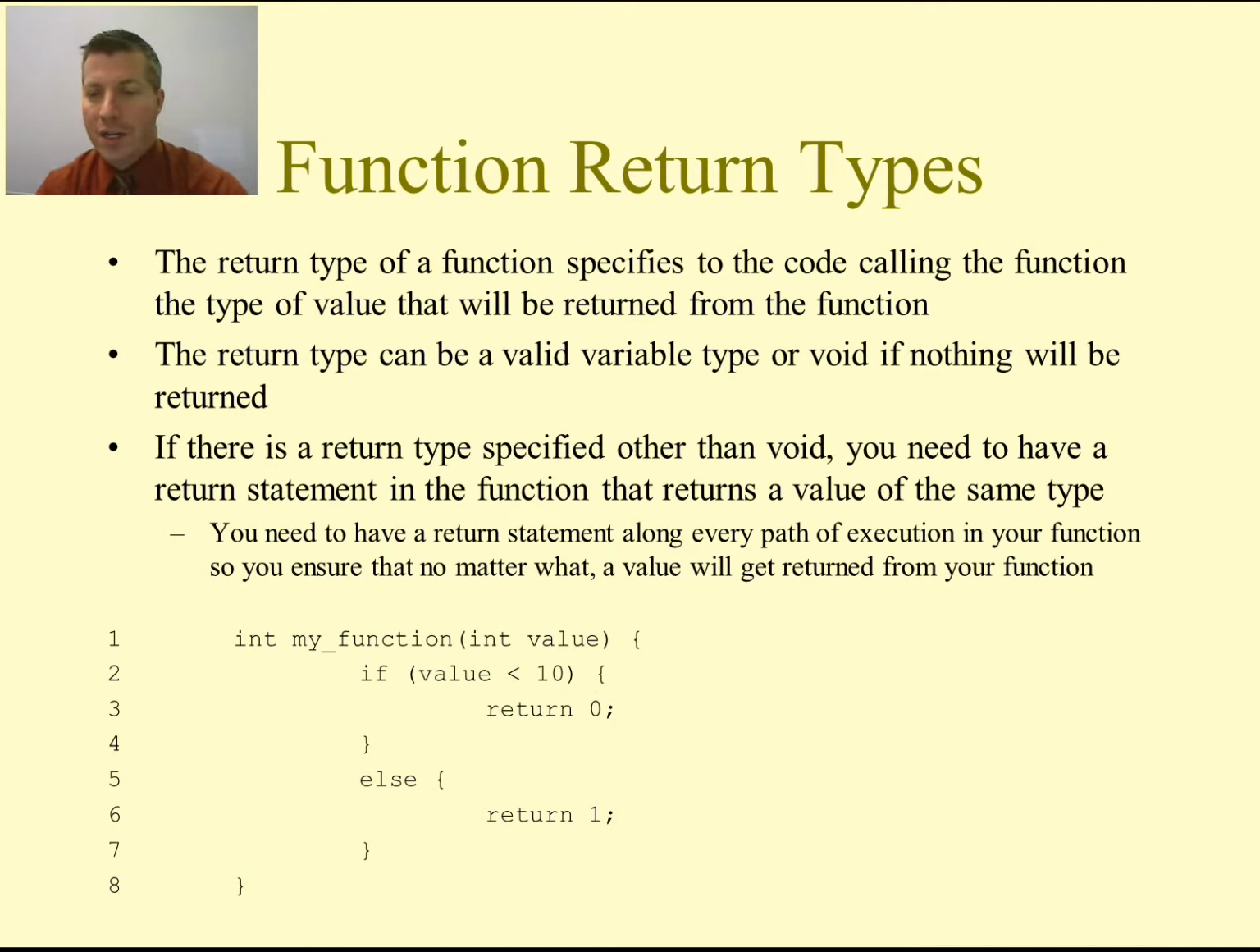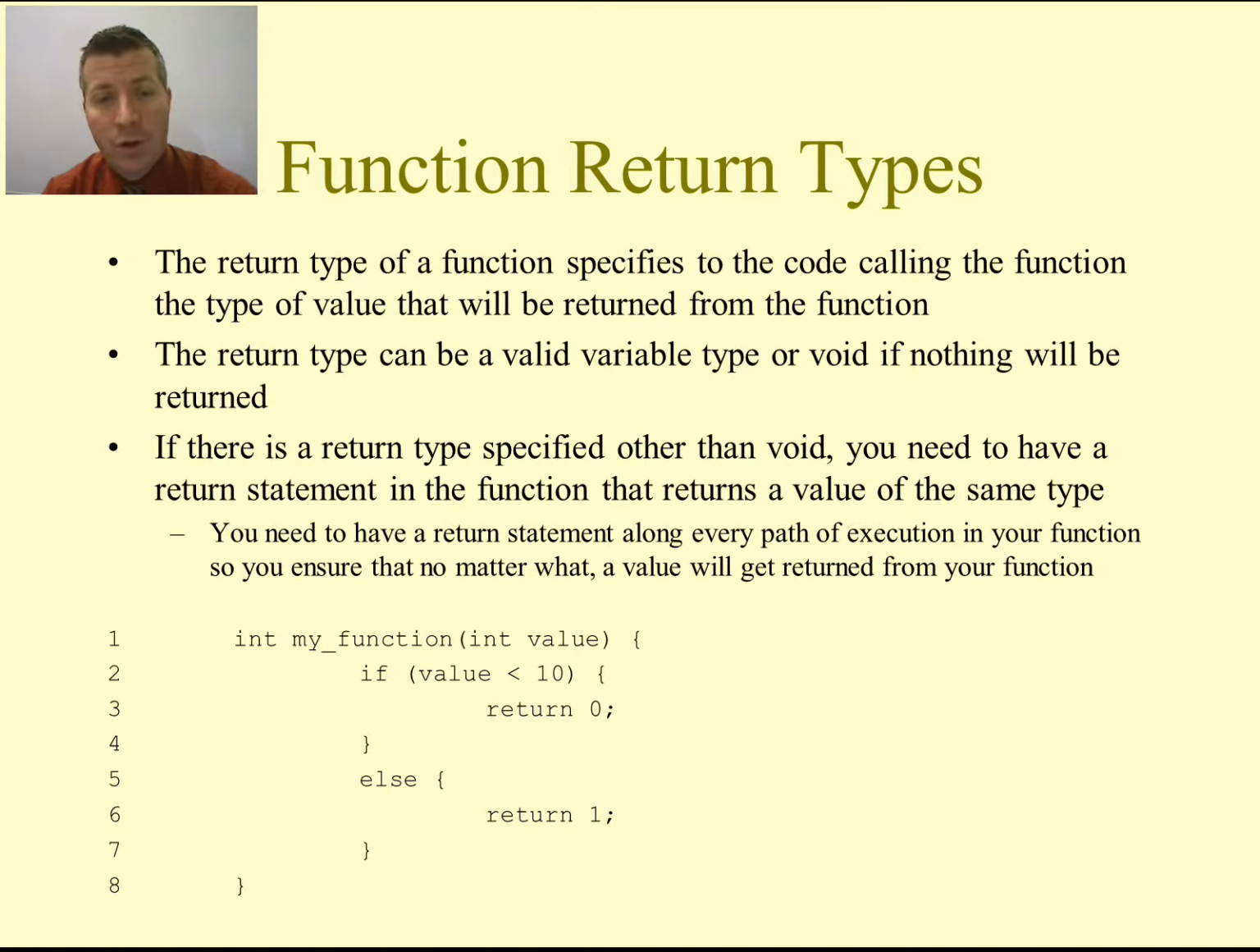The return type of a function specifies to the code that calls the function what the type of value that will be returned from the function is. The return type can be a valid variable type, int, float, double, char, or it could be void if nothing is to be returned from the function.